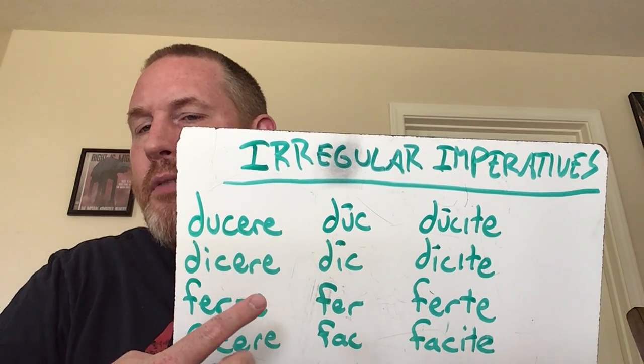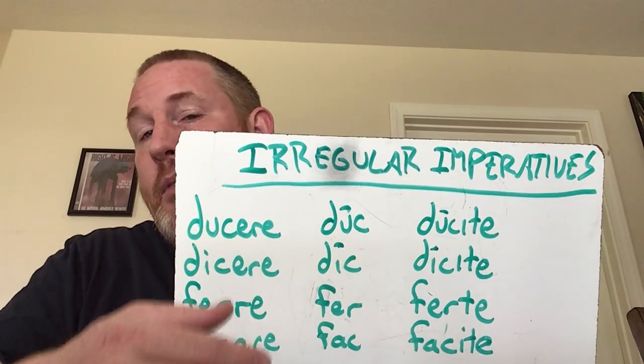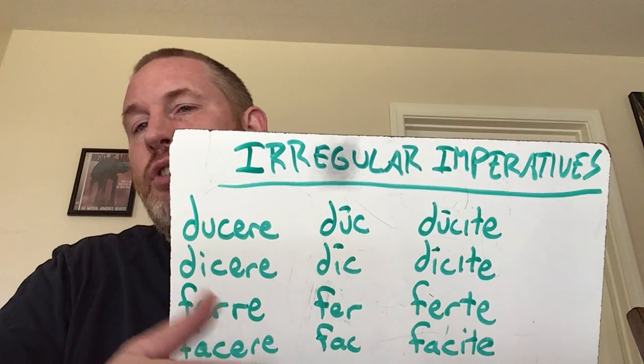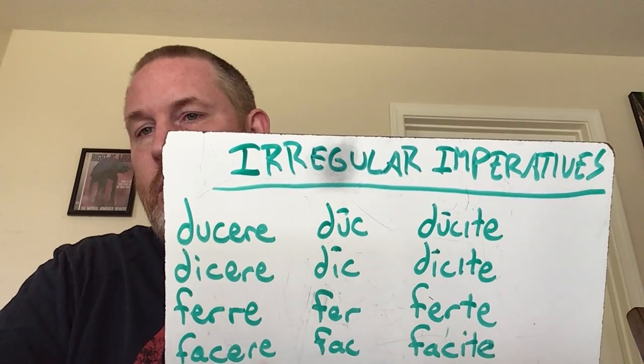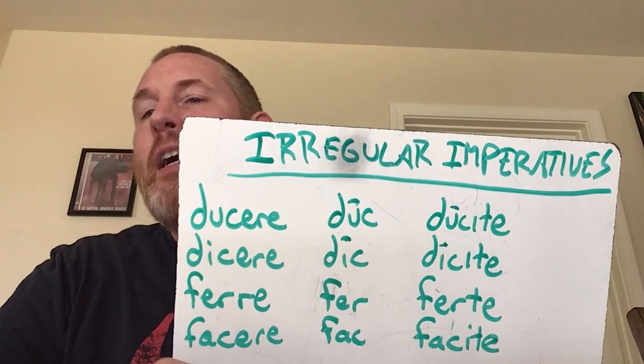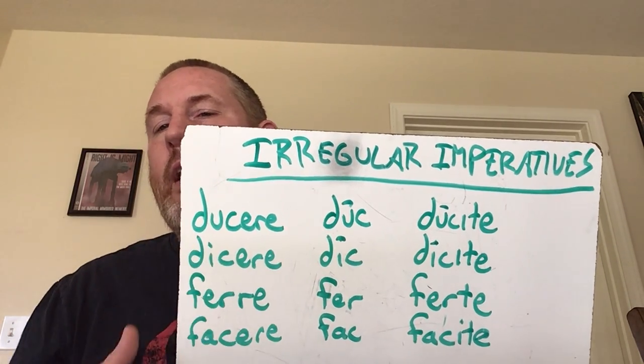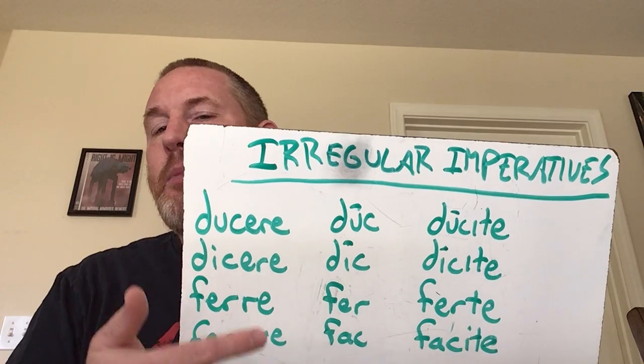So ferre, knock off the re, you've got fer. So it actually follows it. But duce, dice, right? Just turn to duc. Dic, just turn to dic. Fac, just turn to fac. Okay? So duc, dic, fer, fac. I have a duck, his name is Dick, he has fur on his back, and that's a fact.